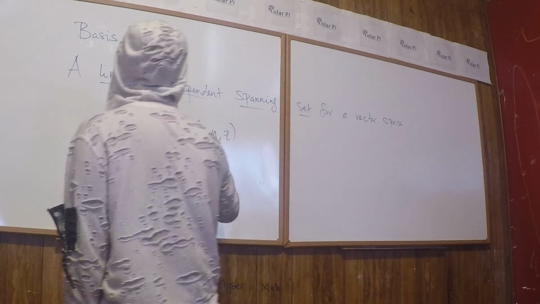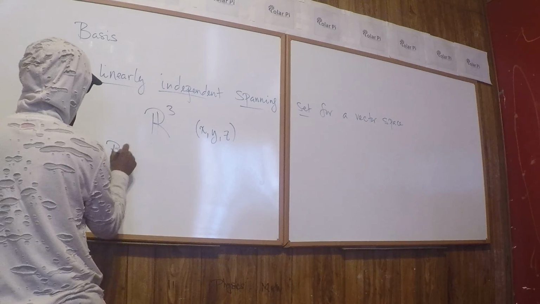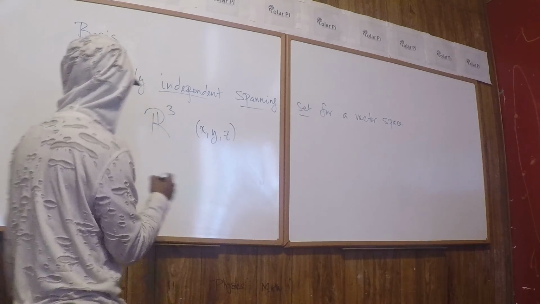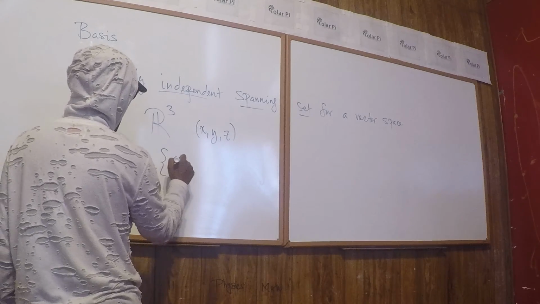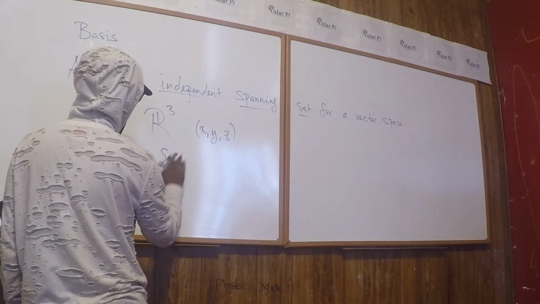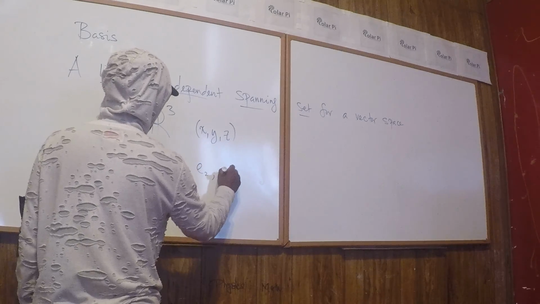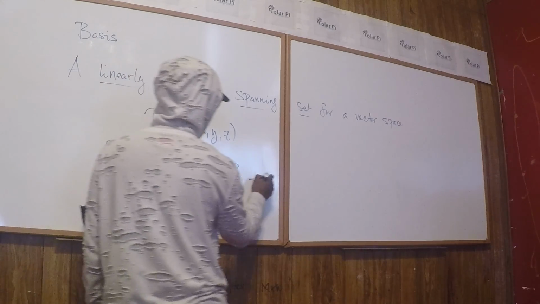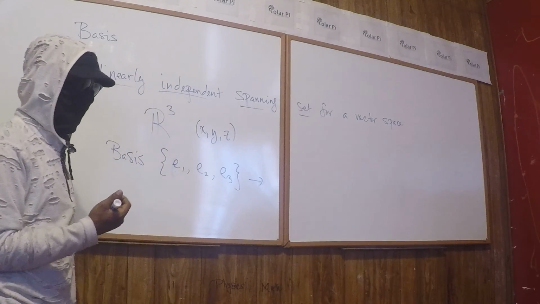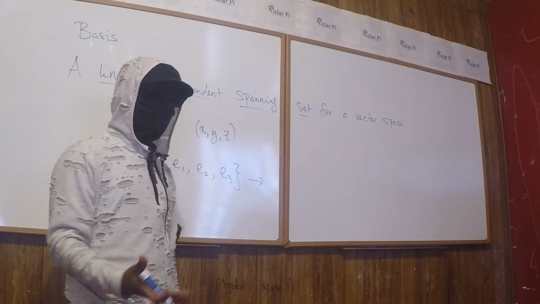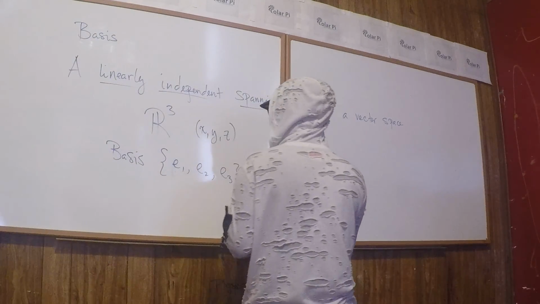A basis for R3 is the set. So in R3, a basis, and this is not the only basis, this is the standard basis, is the set E1, E2, E3. This is called the standard basis. As I just got done saying, this is not the only basis in R3, and so a vector space can have more than one basis.